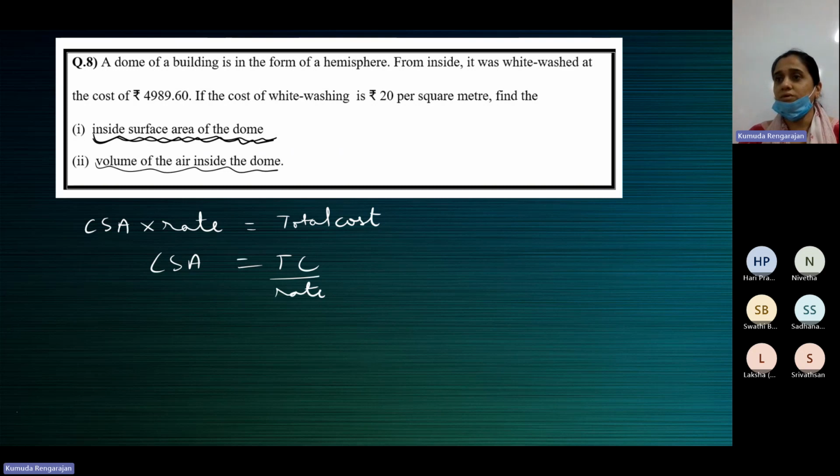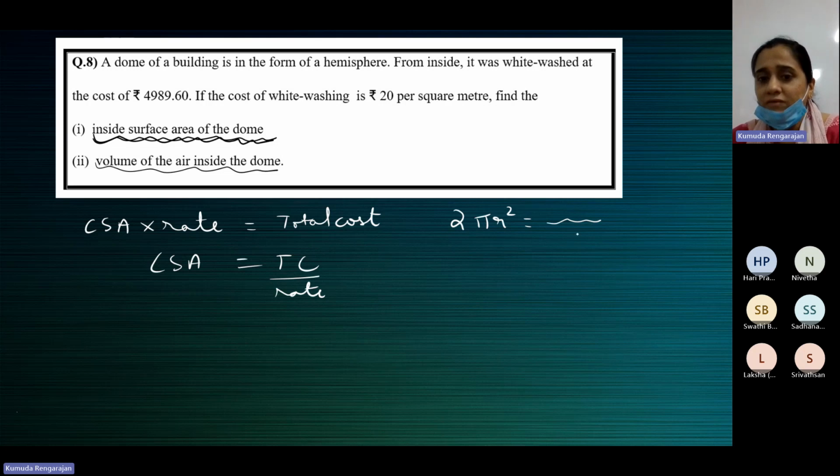2 by 3 pi r cube. Radius is not given, but you know the CSA, no? Using the CSA, you can find the radius because what is CSA? 2 pi r square. In the earlier working, you found the CSA. So 2 pi r square is equal to whatever answer you got. When you work this, you'll find r. And when you find r, you can find the volume of the air in the dome.